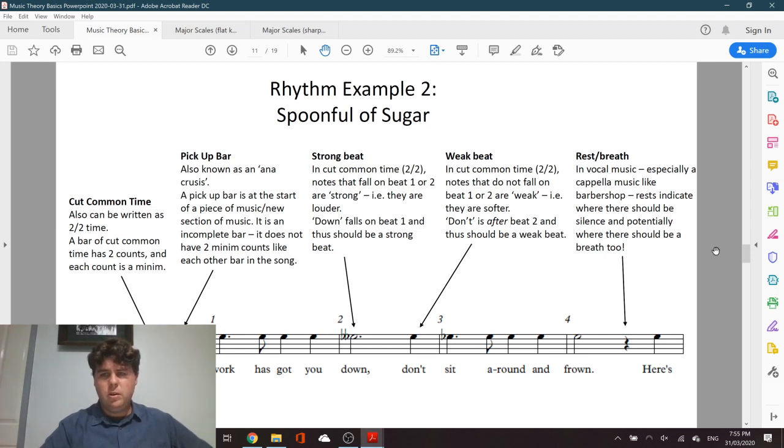So cut common time can look like 4/4 time. Because if you've got 2 minims, then, well, you could also have 4 crotchets as well. It could look the same. The difference, though, is in how it's sung and how it's performed. Because in 2/2 time, you want to strongly emphasize that there's 2 beats in a bar. And I'll show you how that works in a sec. I'll sing a bit of it to you.